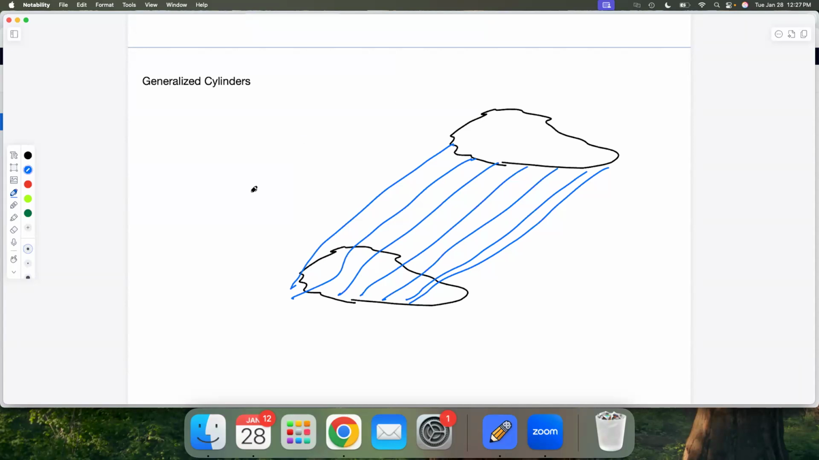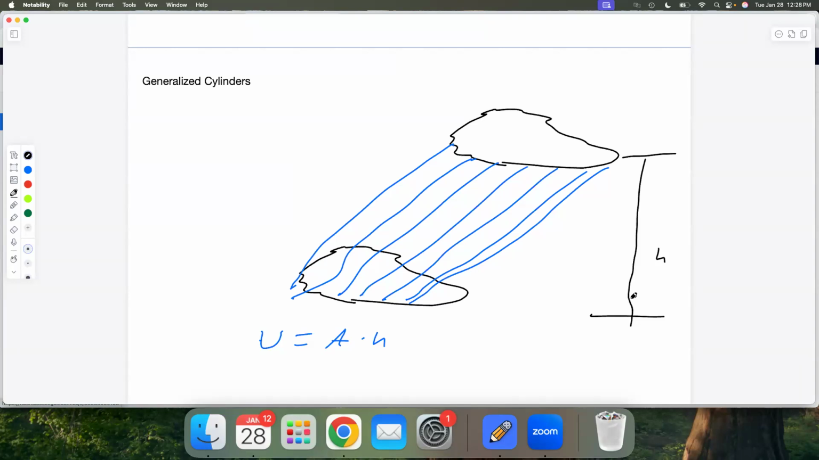Now, why do we care about this? Why are we talking about cylinders? Because for any generalized cylinder, the volume is always the area of the base, the area of the shape, times the height. And by height, we mean the perpendicular distance between these two planes. So height is this distance here, not this distance. We would call that the slant height. The volume of any cylinder is area of the base times the height.